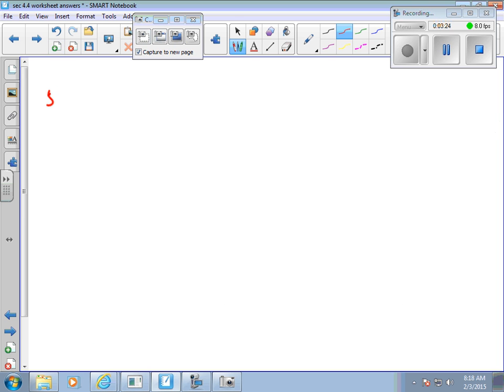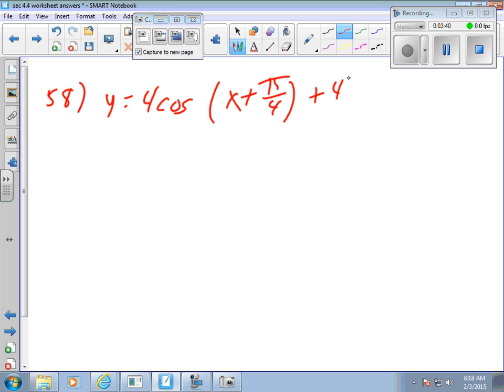Question 58. It says y equals 4 cosine of x plus pi over 4 plus 4. In standard form, we would put this plus 4 in front here. So let me just put the 4 plus in front, so it looks like standard form. And then let's get our 5 bits of information.